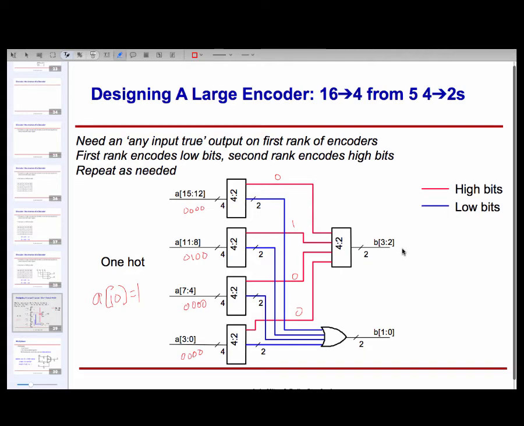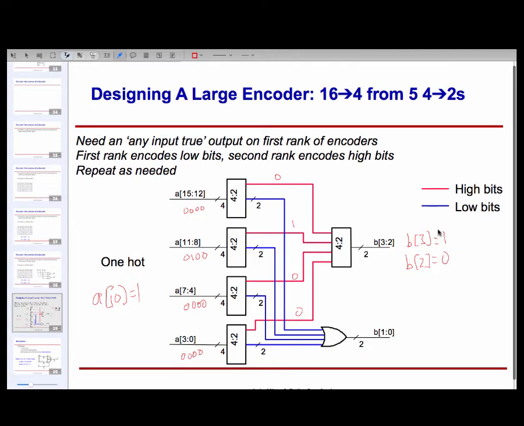Anyone? 0. What would be B3? What would be B2? So it's a one-hot code. What number am I seeing here in terms of one-hot code? It says 0100, so it's the number 0, 1, 2, 3. It's the number 2, right? So it's going to see 1 and it's going to see 0 out here.